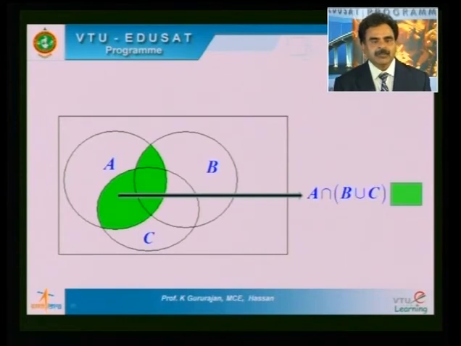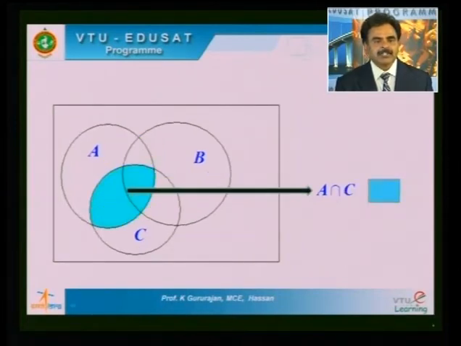Now we will proceed to construct the Venn diagram for the other one. Now A intersection C. So this blue colored region represents what?